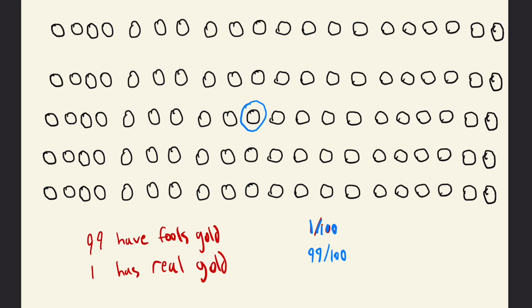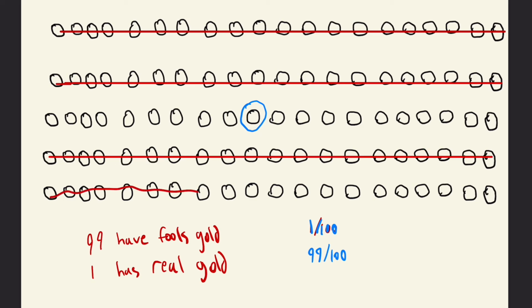So we're going to eliminate 20, 40, and we'll just eliminate that one there, 60, 80. So we've eliminated 98 of the jars. So right now we have 2 jars left. We have this jar that we originally picked and this one jar remaining.